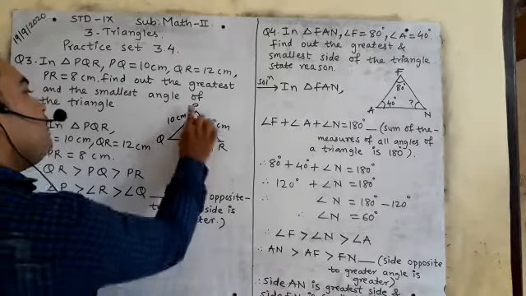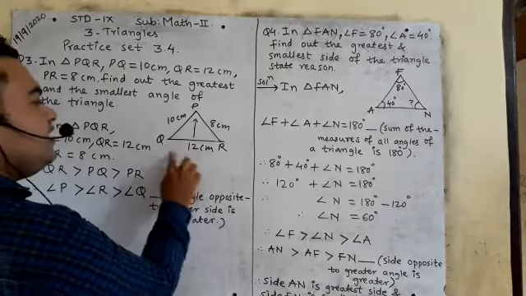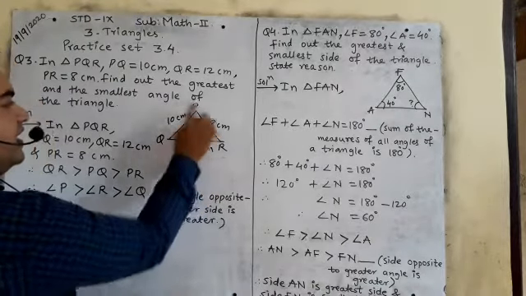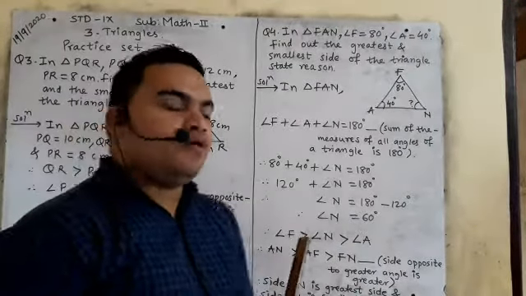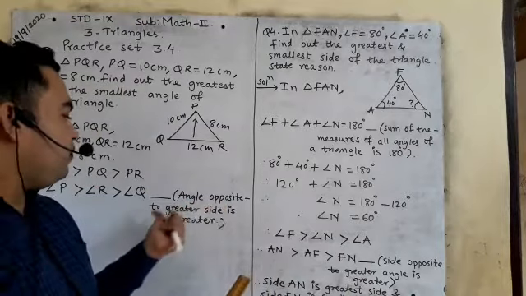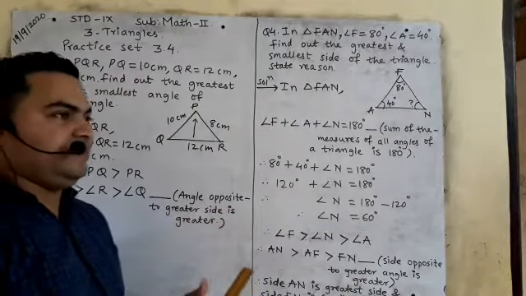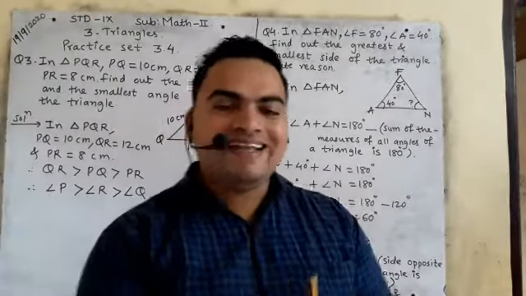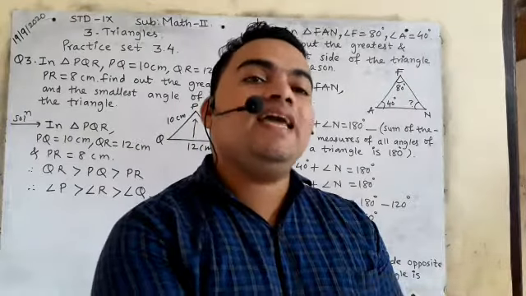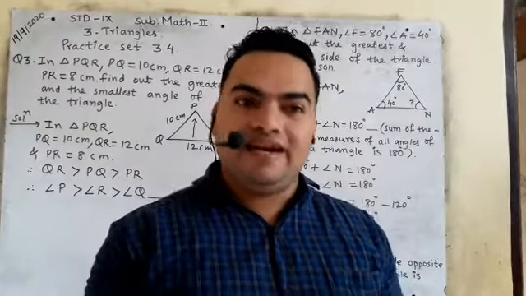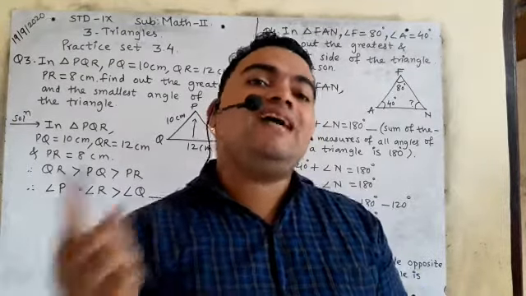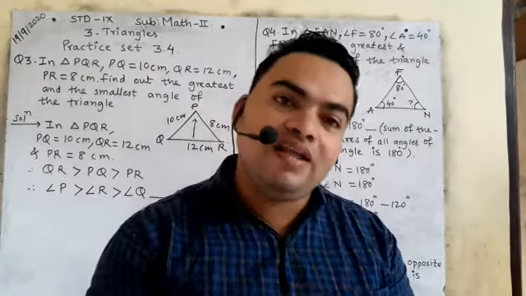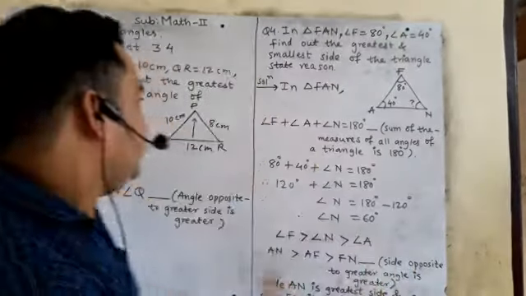Which angle is opposite to QR? Angle P. So angle P will be the greatest angle. Why? Because it is a theorem: the angle opposite to the greater side is greater. It means if the side is greater, the opposite angle of that side will be greater. If the side is smaller, the opposite angle of that smaller side will be the smallest angle. Is it clear?